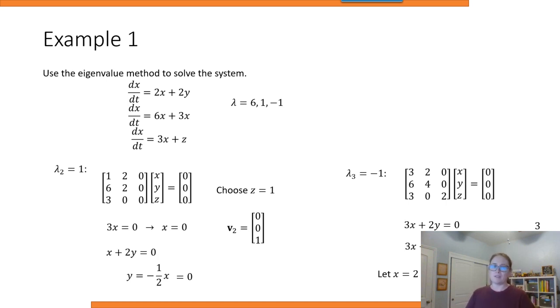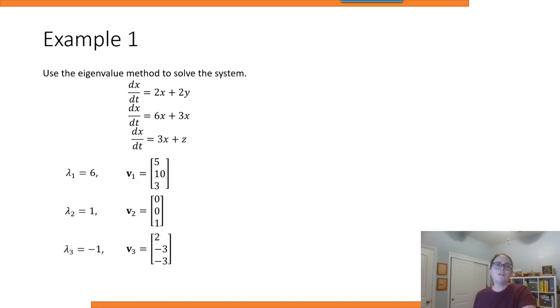And all of these should be linearly independent. You can check it if you're really concerned. But based on the way we chose our x and y values, we should be good. Okay. Last step is to construct our general solution from all of the eigenvalues and eigenvectors that we have found.